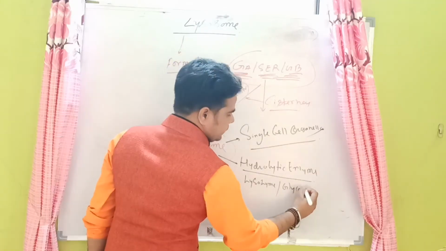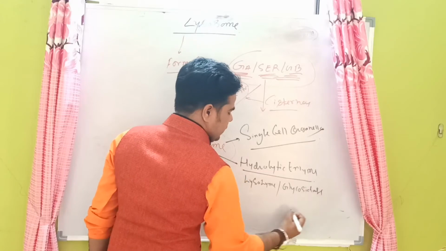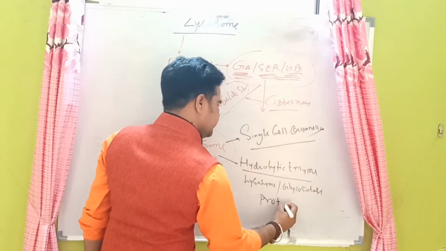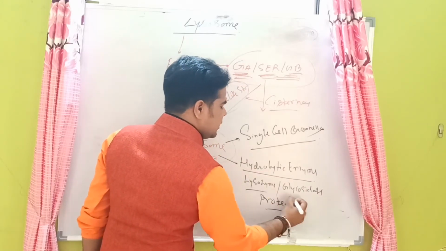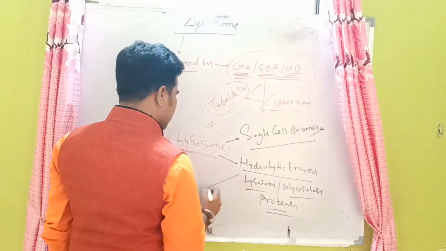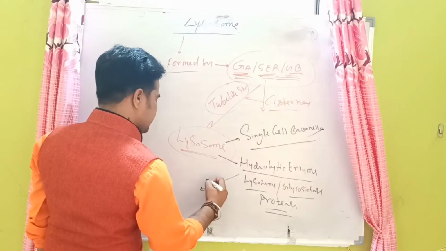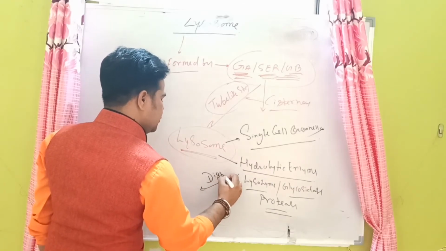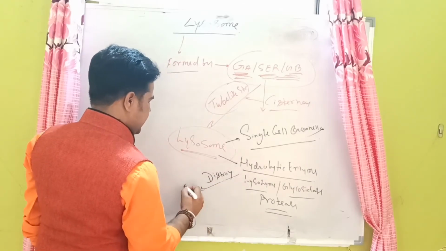glycosidase, protease. These are the different types of enzymes released from the lysosomes, which help to destroy the cell.